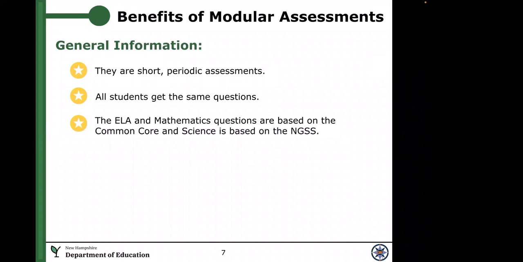For any of these particular modulars, math is directly related to the Common Core. So is ELA, for that matter. And then the science is based on NGSS.